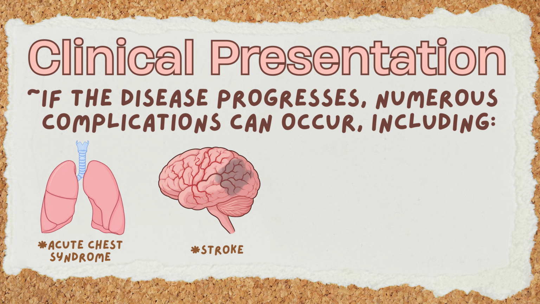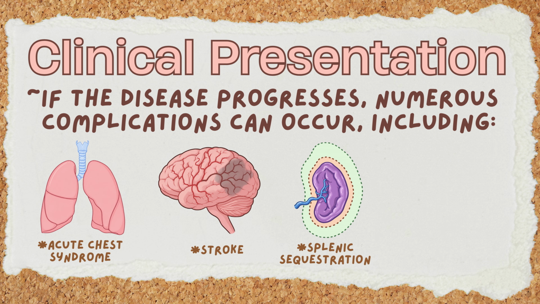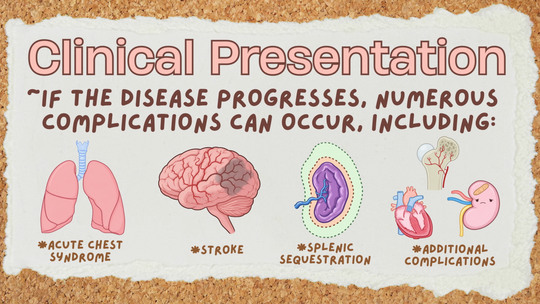There's also stroke, particularly ischemic stroke in children, which is why transcranial Doppler screening is recommended in high-risk patients. There can also be splenic sequestration, an acute enlargement of the spleen with rapid pooling of blood that can progress to shock. And lastly, you can also see symptoms such as priapism, pulmonary hypertension, kidney disease, gallstones, and avascular necrosis.